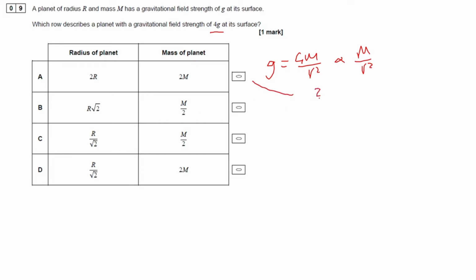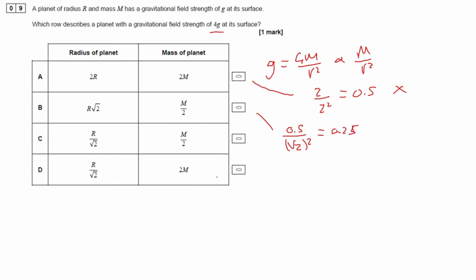So we have 2 times M divided by twice the radius, which is squared, and therefore that will just give us 0.5 overall, a factor of 0.5. So that can't be correct, because I want 4. This one as well, if you look, the mass is half and radius is √2, squared. And again, that doesn't give us a factor of 4, it only gives us a factor of a quarter, 0.25.